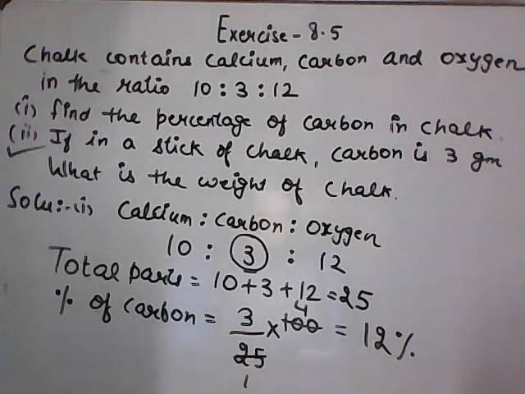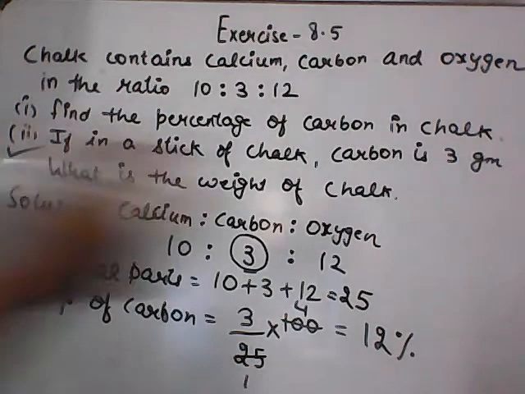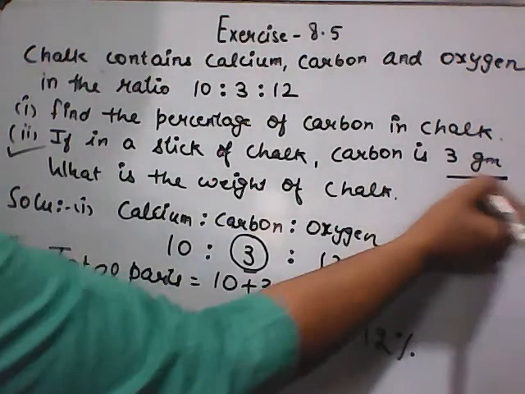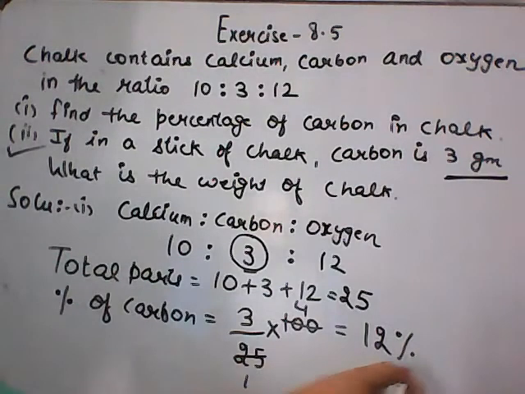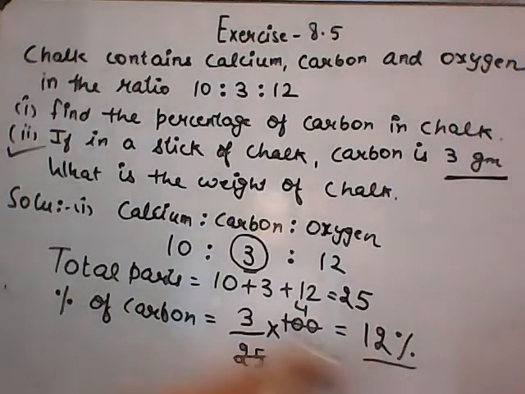If in a stick of chalk, carbon is 3 gram. Here, we are given carbon is 3 gram. But in terms of percentage, we have calculated 12% of carbon. So, 12% of carbon is 3 gram. You have to calculate the weight of the chalk. That means 12% of the weight of chalk is 3 gram. Let's solve the second part.